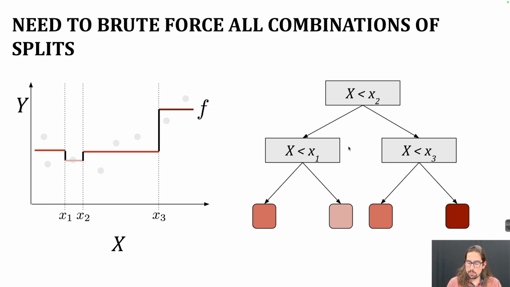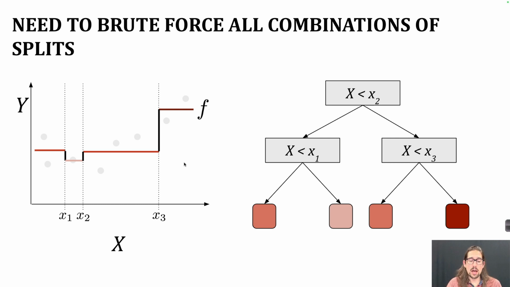So the naive approach would be brute force. You try all possible different combinations of x1 and x2 and x3, and you'll actually notice that you don't need to, for example, try every value of x2 here. You can just try x2 on this side of this data point or on that side of this data point, because we know that the loss will only change when x2 crosses one of these data points, because then the residuals will actually be different.